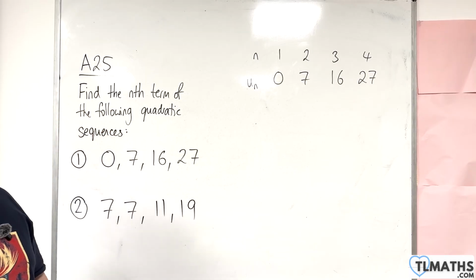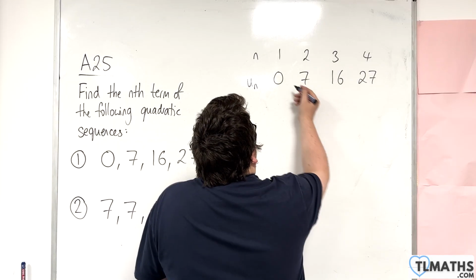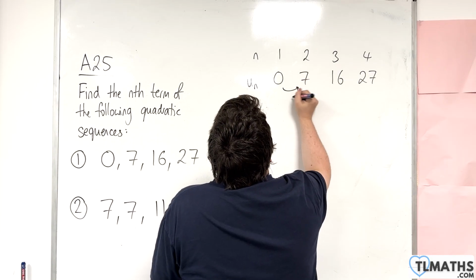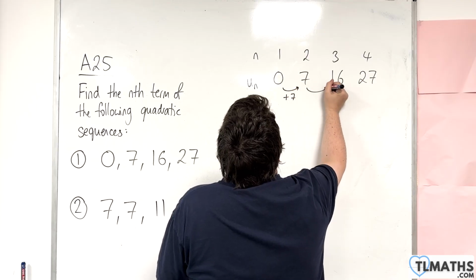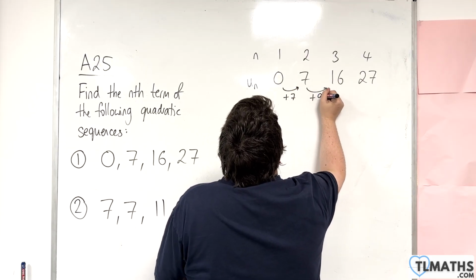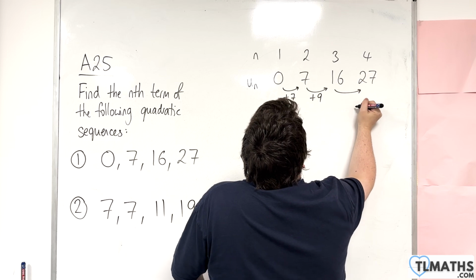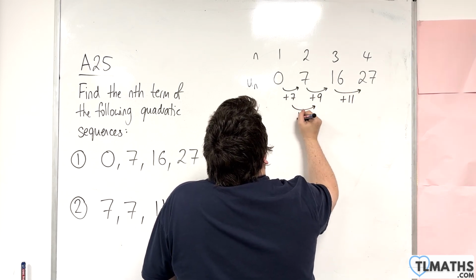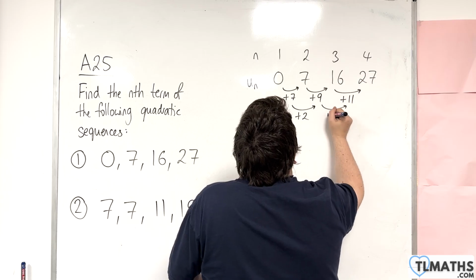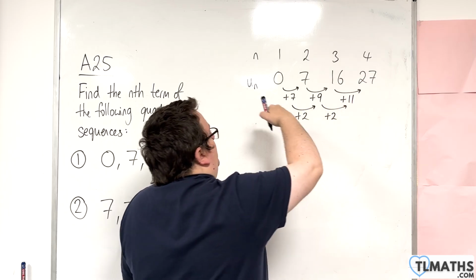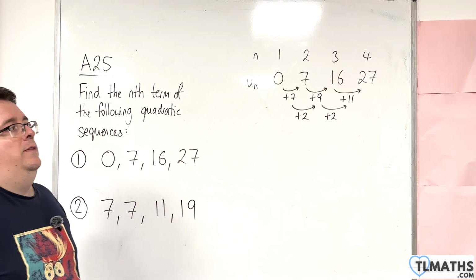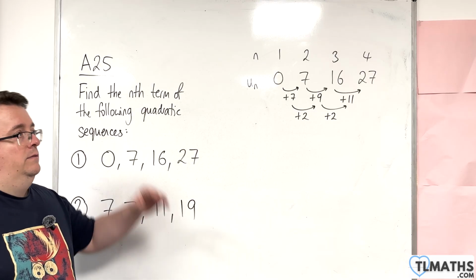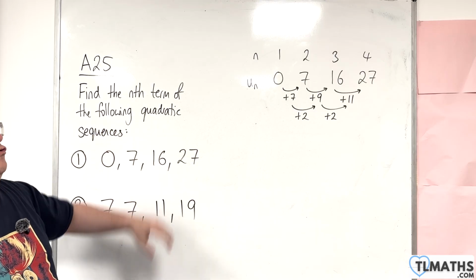So the first thing that I would do is work out the difference between each term. From 0 to 7, I need to add 7. To get from 7 to 16, I need to add 9. And to get from 16 to 27, I need to add 11. But to get from 7 to 9, I need to add 2, and from 9 to 11, I need to add 2. Because you get this constant layer, that is telling you that it is a quadratic, because it's a constant layer at the second row.